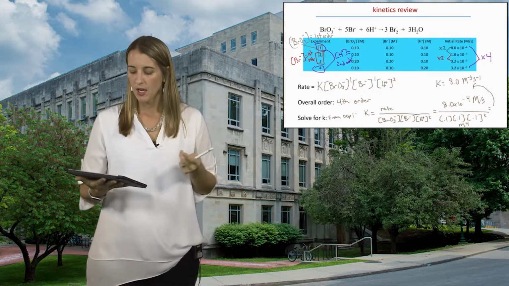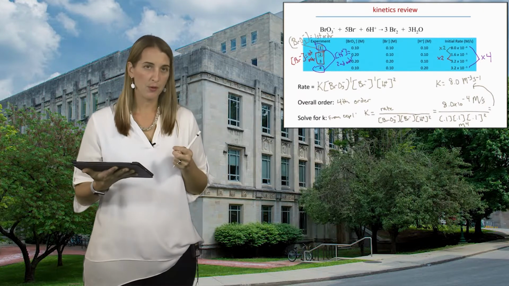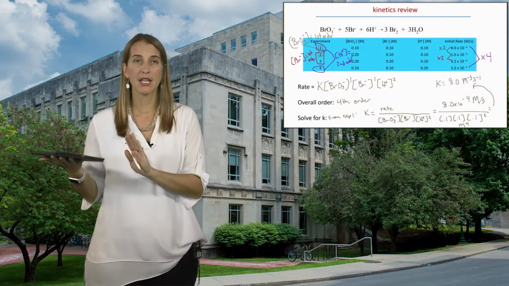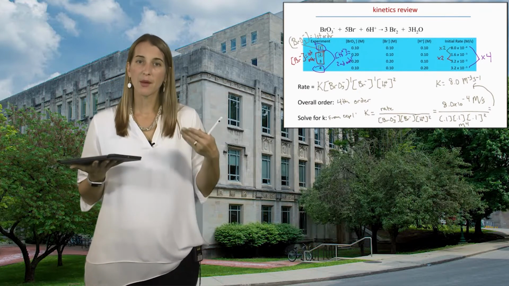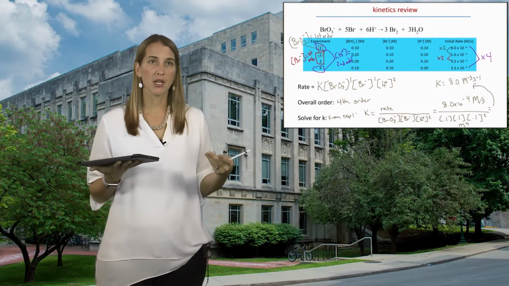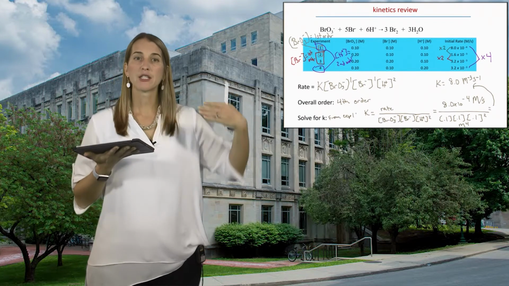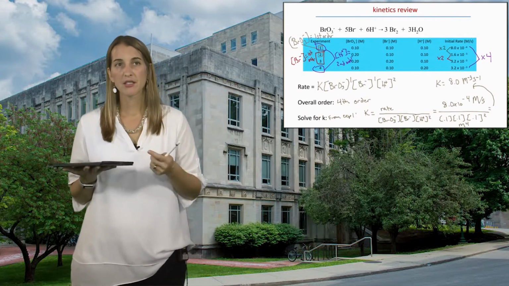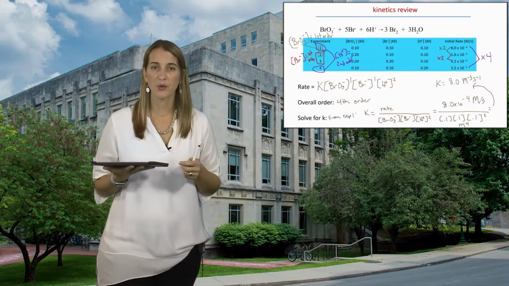In this experiment, you can see that the BrO3 minus doubles in concentration, but the other two reactants stay the same. Any change in rate then comes from the change in concentration of the BrO3 minus. When I doubled the concentration, the rate went up by a factor of 2. That's a 1-to-1 correspondence, so we are first order for BrO3 minus.